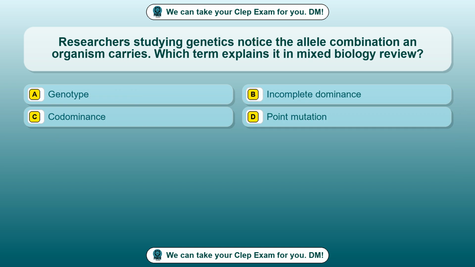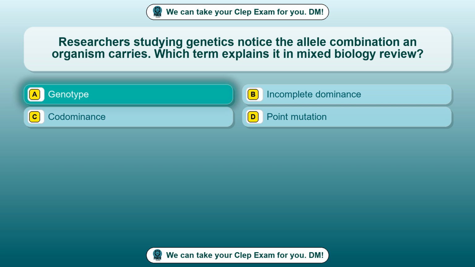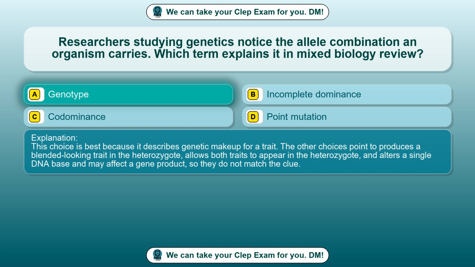Question 37. Researchers studying genetics notice the allele combination an organism carries. Which term explains it in mixed biology review? Option A, genotype. Option B, incomplete dominance. Option C, codominance. Option D, point mutation. The correct answer is option A, genotype. This choice is best because it describes genetic makeup for a trait.